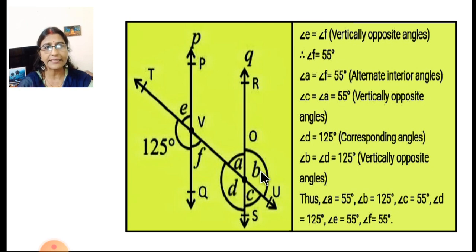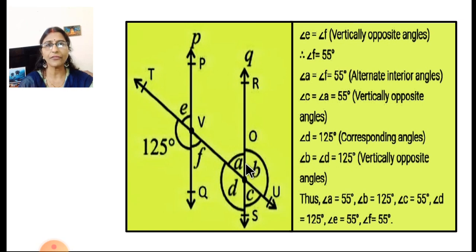Now this angle and this angle, you see, they are just opposite to each other and they are vertically opposite to each other. These two angles are corresponding, this is 125, and these two are vertically opposite to each other. So they are 125. Now this is 125 degrees, this also will be 125 degrees. So this way we have come to know all the angles.